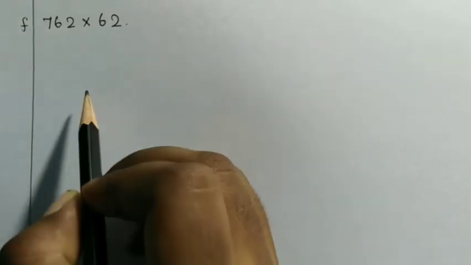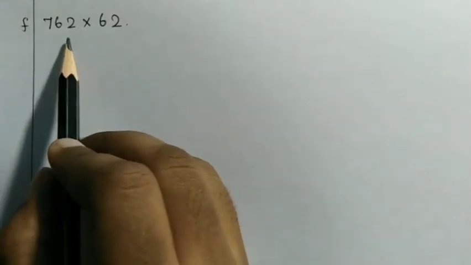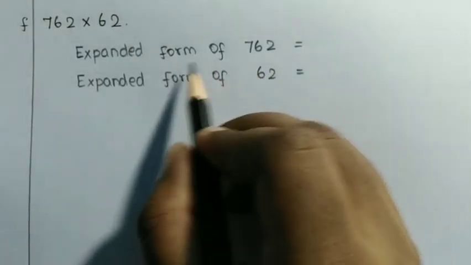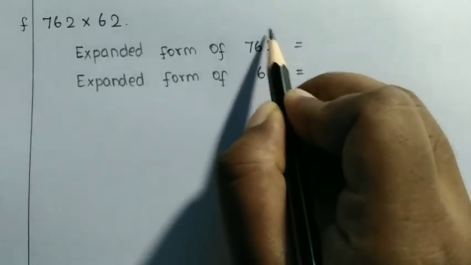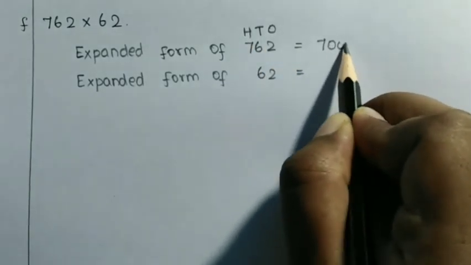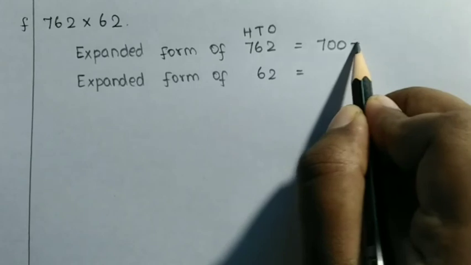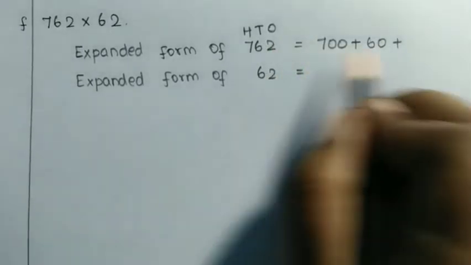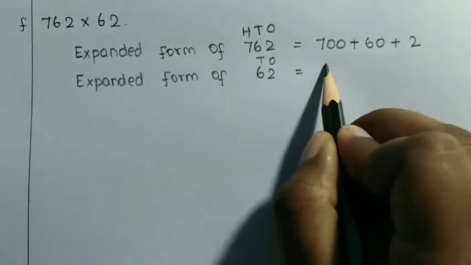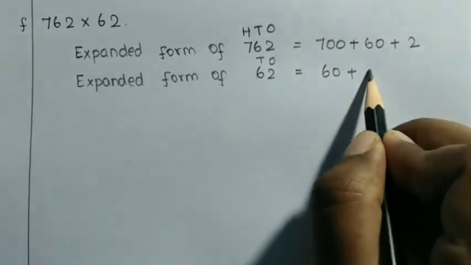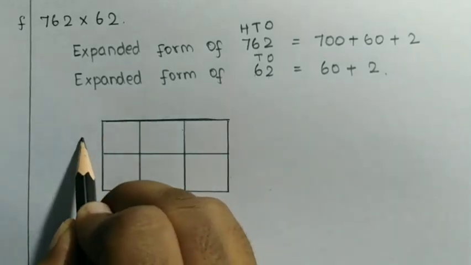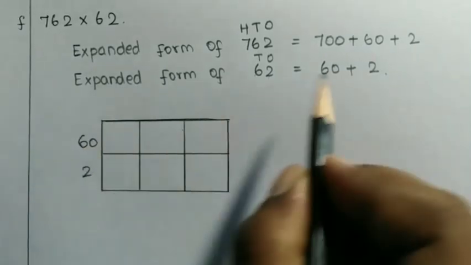762 into 62. Let us write the expanded form of 762 first and then for 62. Expanded form of 762. Ones, tens, hundreds. So 7 is in hundreds place, that is 700. 6 in tens, so 60 plus 2 in ones, 2. Ones, tens. 6 in tens, so 60 plus 2 in ones will give you 2. Now let us draw the grid. So 60 and 2 will be written here.